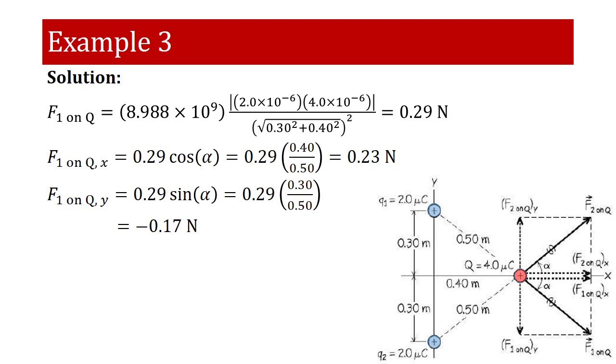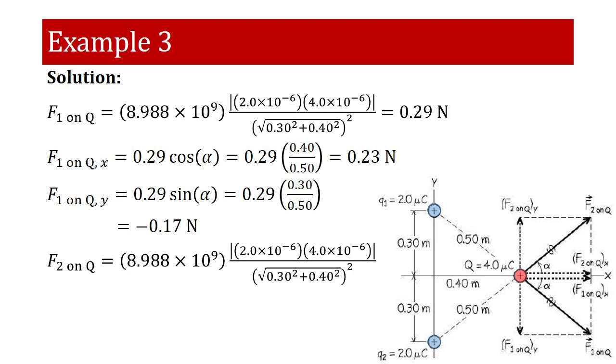It is negative because the y component is going down. Okay? Whenever you consider a y component, when it goes up, it is positive. When it goes down, it's negative. So that's why negative 0.17. So you have your x component is 0.23 newtons, while your y component is negative 0.17 newtons because Q1 pushes Q downward. So next, charge 2 on charge Q, F2 on Q.